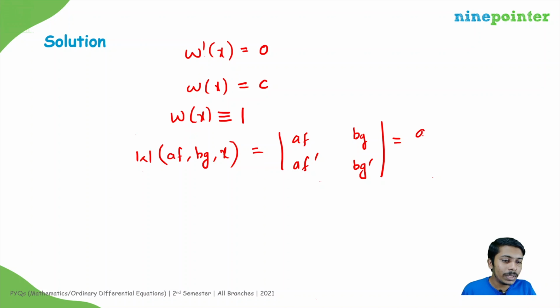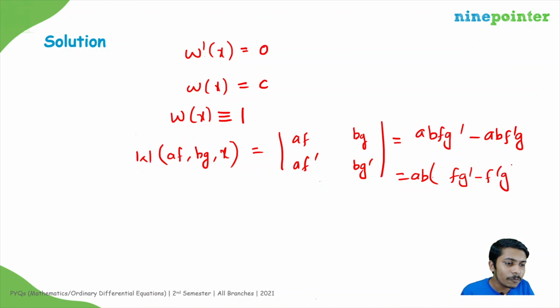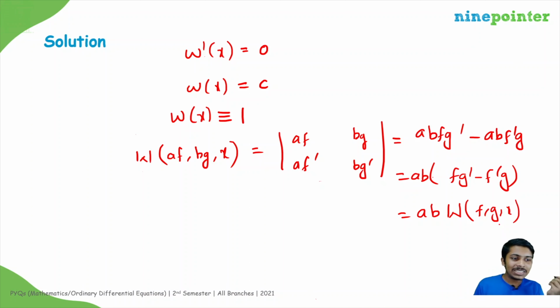Now the Wronskian will be ab fg prime minus ab f prime g. That is just ab into (fg prime minus f prime g). That is equal to ab into the Wronskian of f and g at the point x. Right? fg prime minus f prime g, this is actually our Wronskian. So this Wronskian is identically equal to some constant, but we need it to be identically equal to 1.